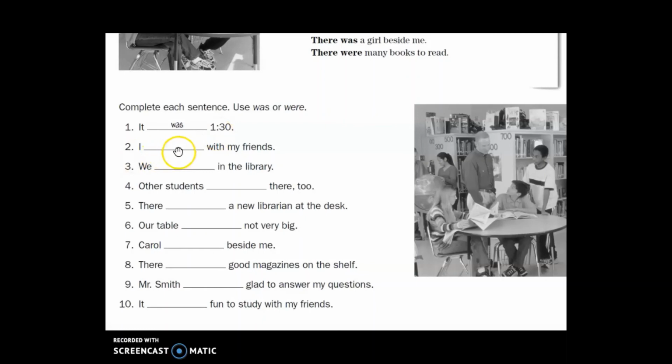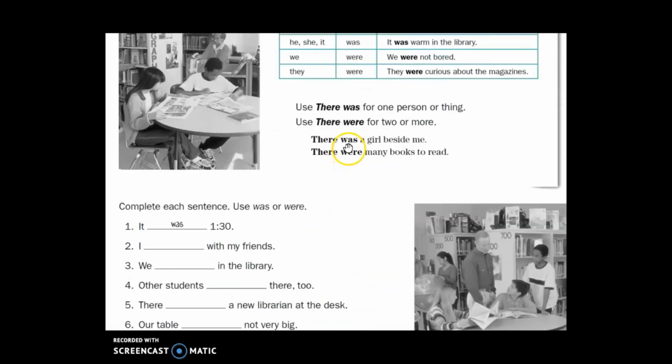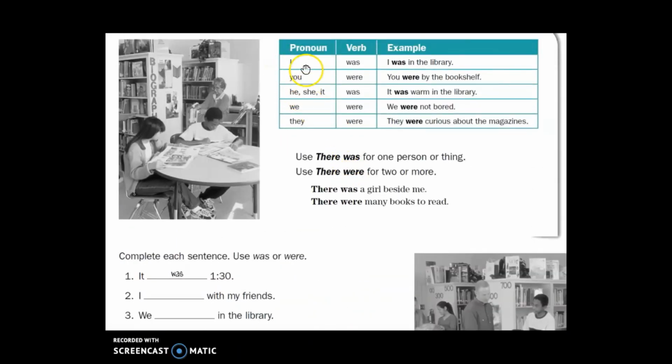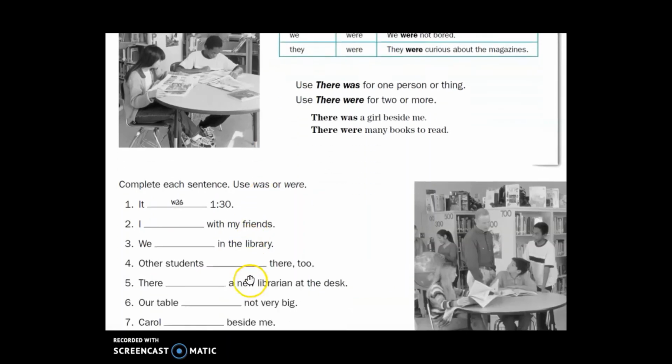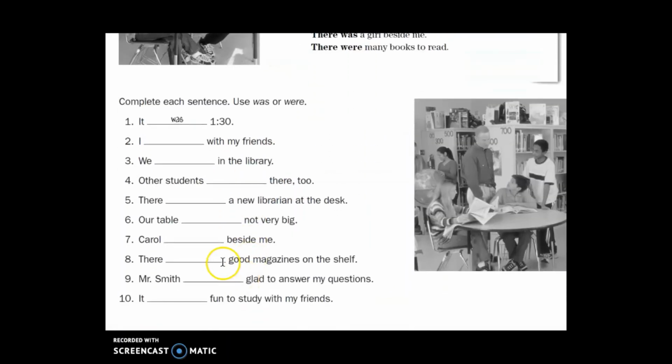I blank with my friends. We're only using was or were. What do you think? I was. Okay, I gave you one. Let's read the rest and you'll have to do them on your own. I was with my friends. Number 3, we blank in the library. You have to use was or were.